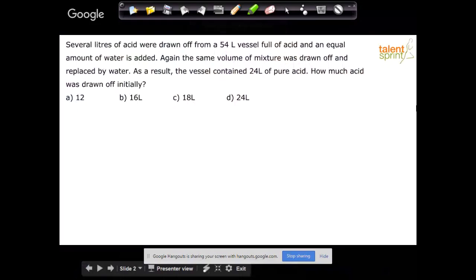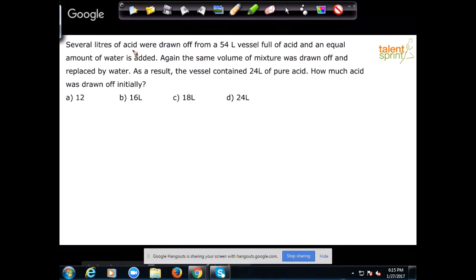All right. So here's the first question. Look at this. What does it say? Several liters of acid were drawn off from a 54-liter vessel full of acid, and an equal amount of water is added. Again, the same volume of mixture was drawn off and replaced by water. As a result, the vessel contained 24 liters of pure acid. How much acid was drawn off initially?